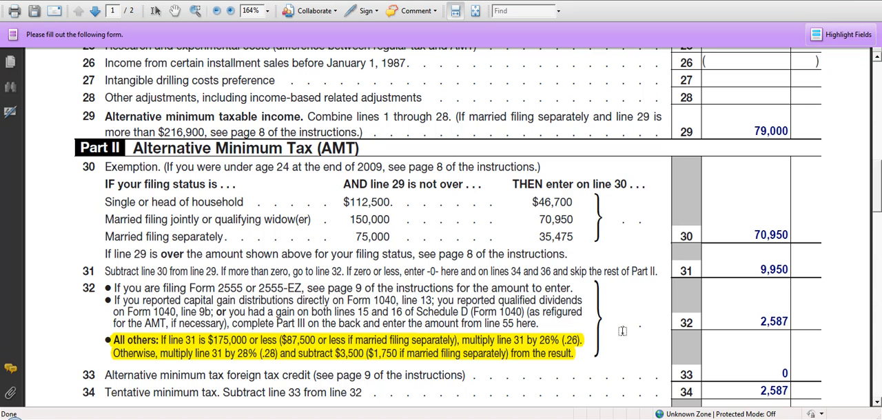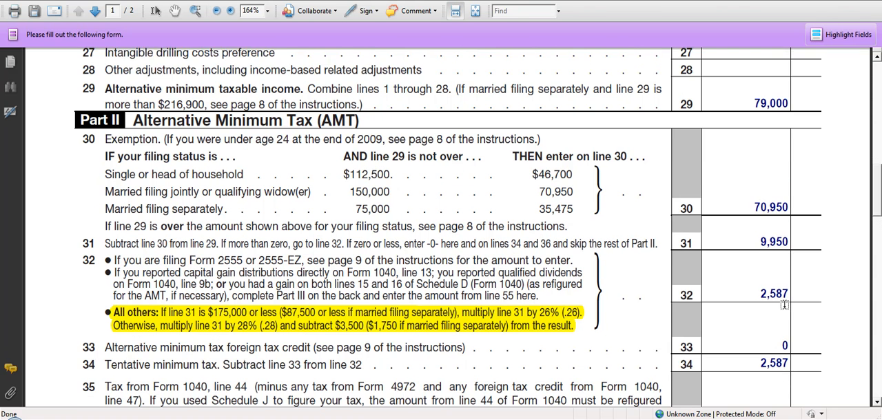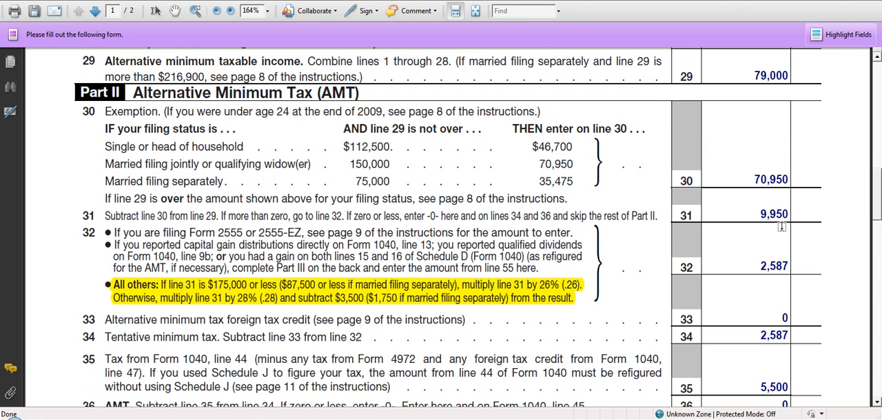So what we have here on line 30 is our exemption amounts, and our exemptions here for a married filing joint, that's the example that I'm using, is $70,950. If we subtract that from our AMTI, we have a remainder of $9,950. We take that $9,950 and we multiply it by the instructions in line 32. It basically says if it's $175,000 or less, you're going to multiply it by 26%. Anything above that, you're going to multiply that line 32 by 28%.